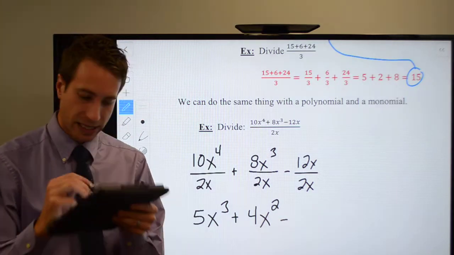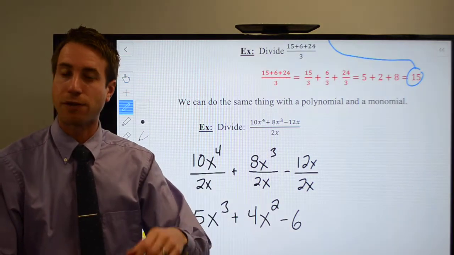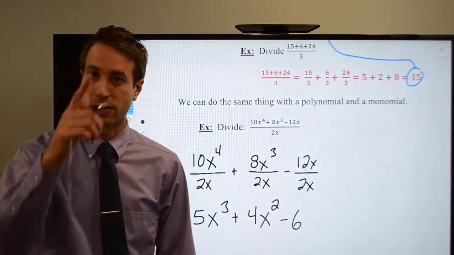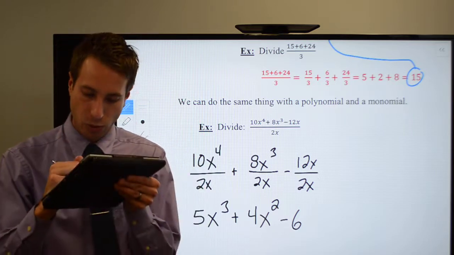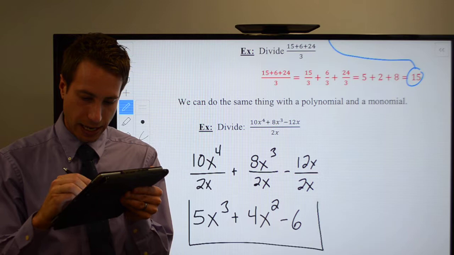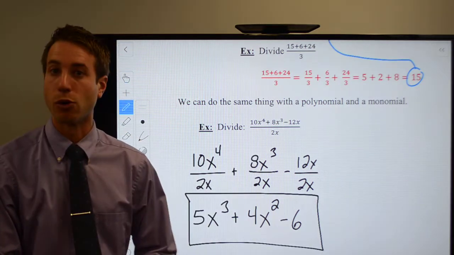12 divided by 2 would be 6. X to the first divided by x to the first, which means you have 1 minus 1, which is 0. X to the 0 is equal to 1. Anything raised to the 0 power is 1, so that's just going to be a 6. There is my new polynomial, which I get by doing that monomial division.